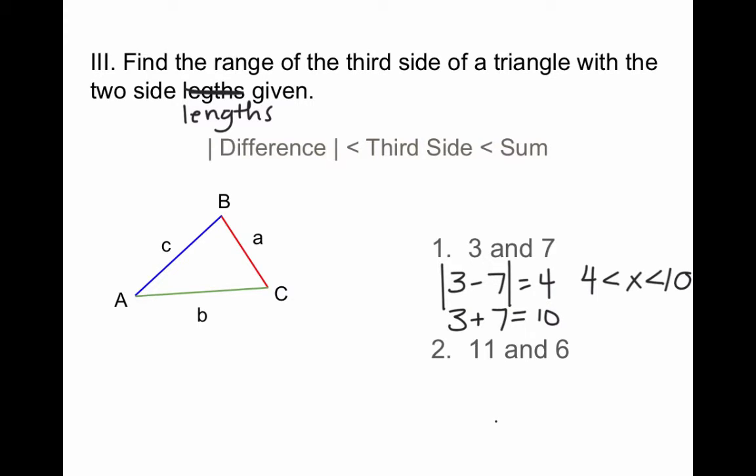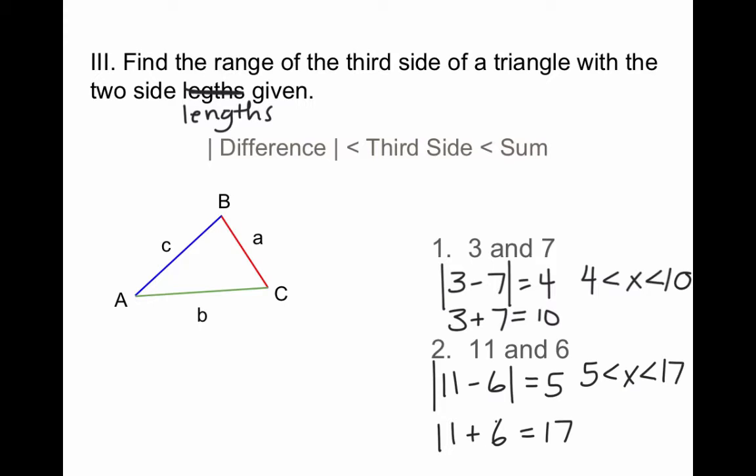Okay, how about the next one? 11 minus 6, which I don't need to use absolute value, but I'm supposed to, so I understand the concept here. So the difference of those two sides is 5. And then the sum of those two sides is 17. So the smallest to the largest would be 5 to 17.